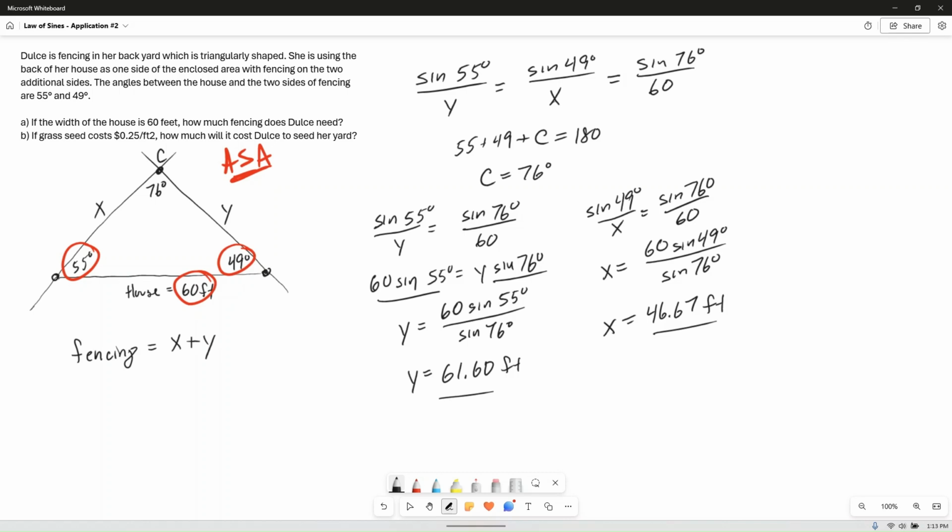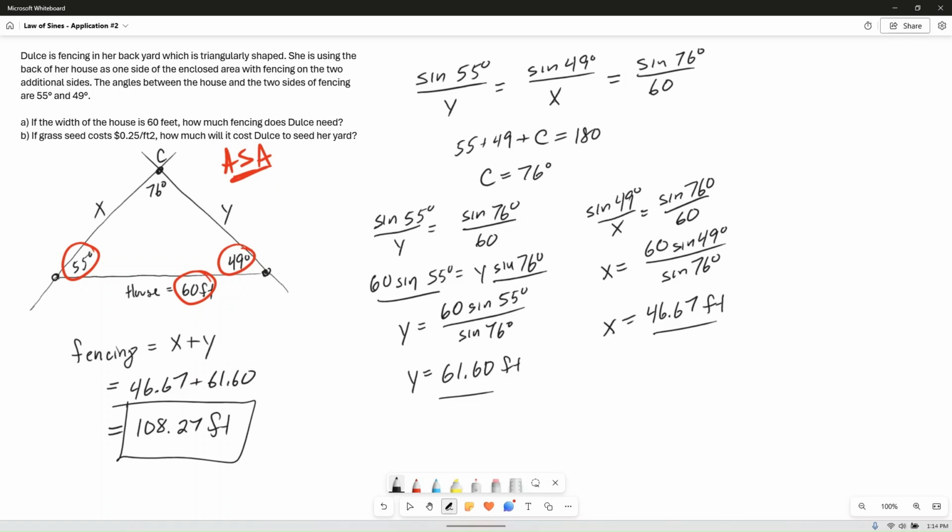Those are not my answer, though. Remember, for Dulce, she needs to know the sum of those two. So what is x plus y? So we want to compute what is the sum of 46.67 plus 61.60. And the sum of that is going to be 108.27 feet. So Dulce needs to buy 108.27 feet of fencing.